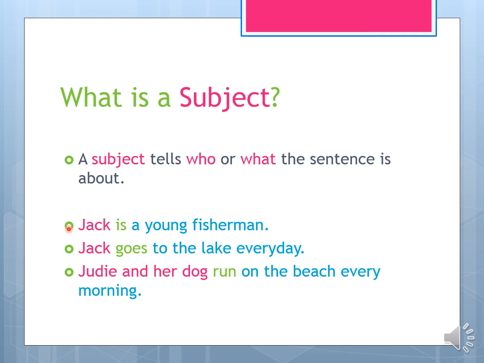In the first sentence, Jack is a young fisherman, you have to find the verb. So the verb here is the verb to be, is. Now ask yourself, who is a young fisherman? Jack is a young fisherman. So we know that Jack is the subject. Let's move to the second one.